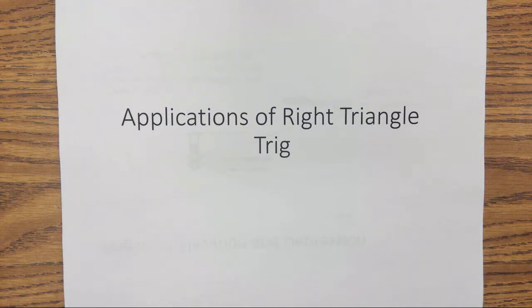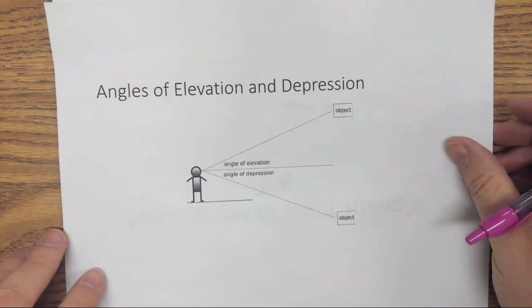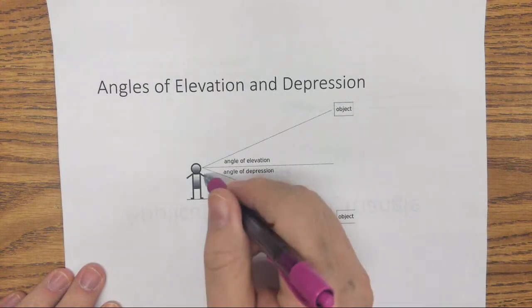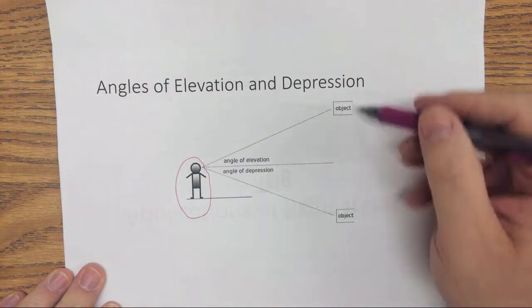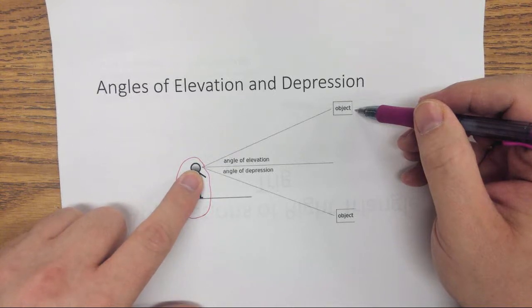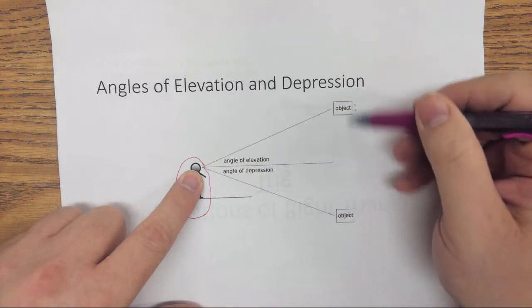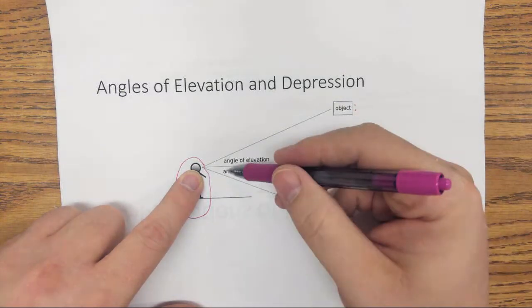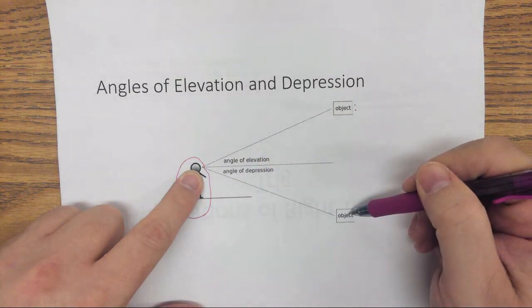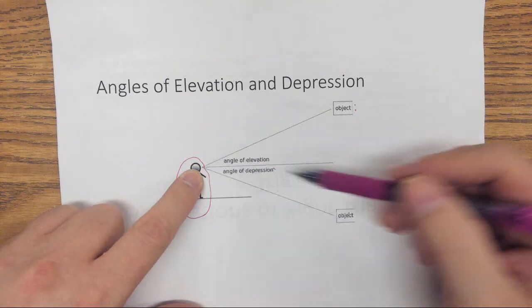Now you might remember this from your geometry days where you were doing angles of elevation and depression. Here's a nice little picture. Here's Mr. Wicklehouse over here hanging out, looking at something up here. When you're looking up at something, then you're essentially talking about an angle of elevation. If you're on top of something looking down, then you're talking about an angle of depression. So it's all based upon where you're located.